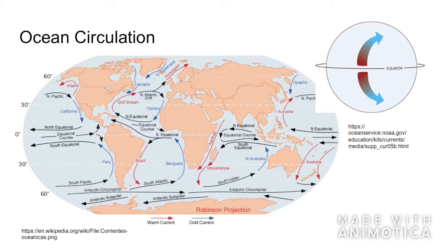Because of the Earth's rotation, winds don't blow in a straight line. Winds in the northern hemisphere are deflected to the right from their point of origin, while winds in the southern hemisphere are deflected to the left. This is known as the Coriolis effect and results in a circular pattern of ocean currents.